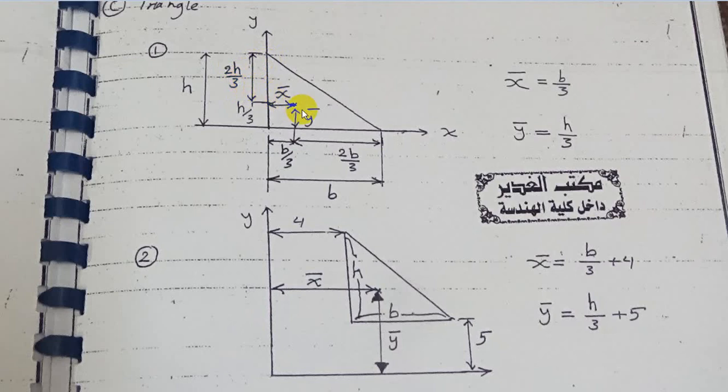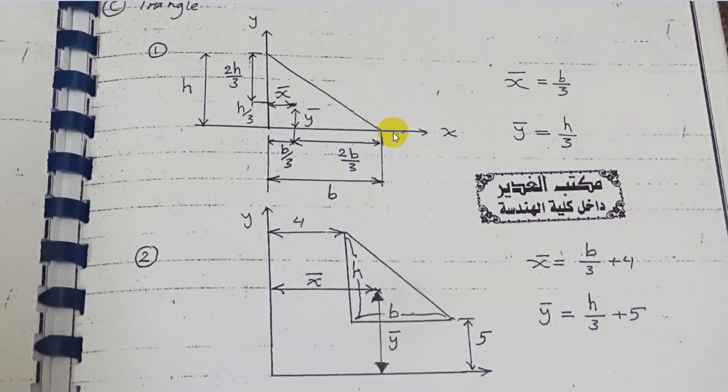The distance from the midpoint of the triangle to the top vertex, the top vertex of the triangle, is going to be h times 2/3. يعني تعتبر هي h الارتفاع في 2 على 3. كذلك المسافة بين منتصف نقطة المثلث إلى رأس المثلث الثاني ستعتبر 2b على 3.